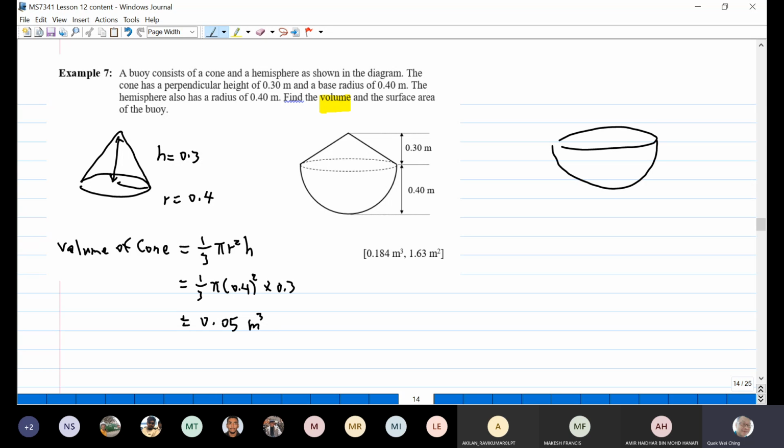Next I want to find the volume of the hemisphere. A hemisphere is half a sphere, right? Hemisphere means half sphere. So, the volume of the hemisphere.